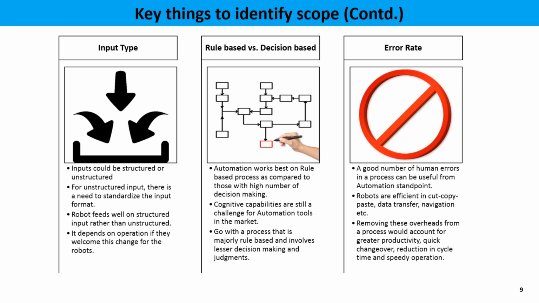Automation works based on rule-based processes as compared to those with a high number of decision makings. Go with a process that is majorly rule-based and involves lesser decision making and judgments, because the cognitive capability is still a challenge for automation tools in the market.